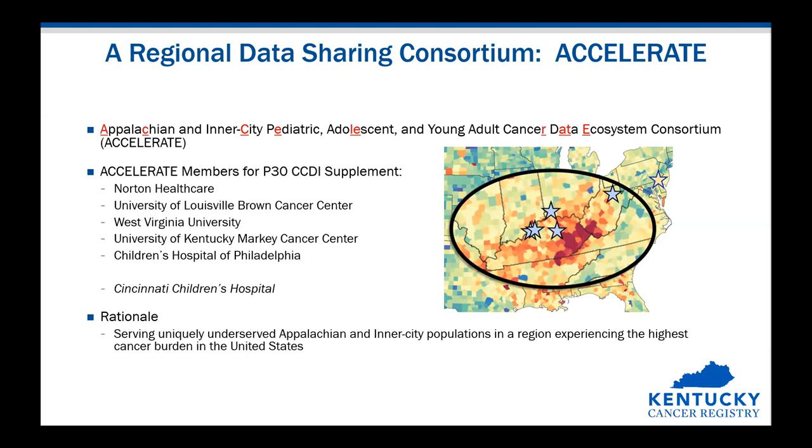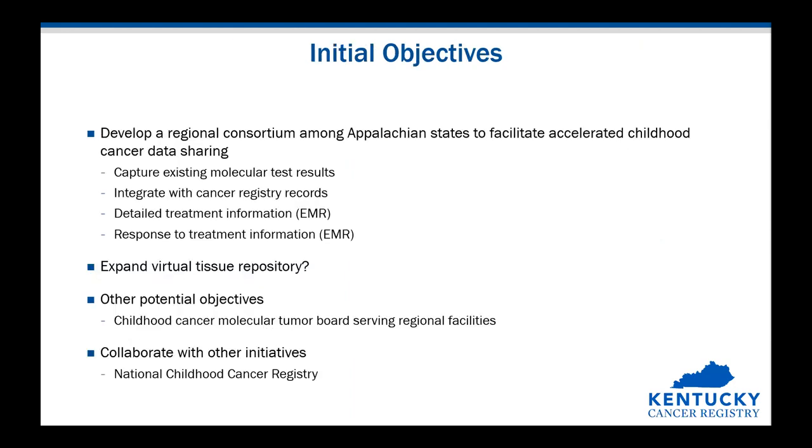But our rationale is that this consortium of participants will be serving this uniquely underserved Appalachian and also inner city children, living in Appalachian states who are experiencing some of the highest cancer burden within the U.S., and particularly for brain tumors. Our ideal is to develop this regional consortium amongst these facilities.